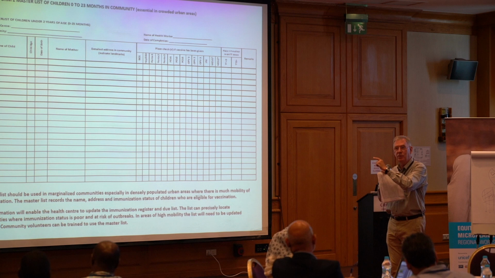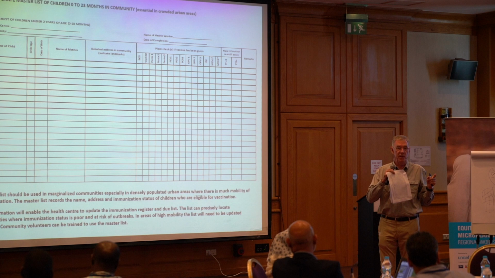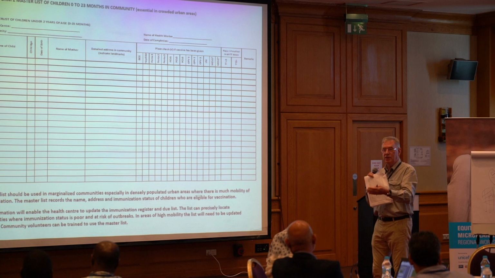You may find that children are fully immunized. Maybe that's great. Then you don't need to worry about that area. So you see the tool is there, telling you whether this is a high-risk area or not.